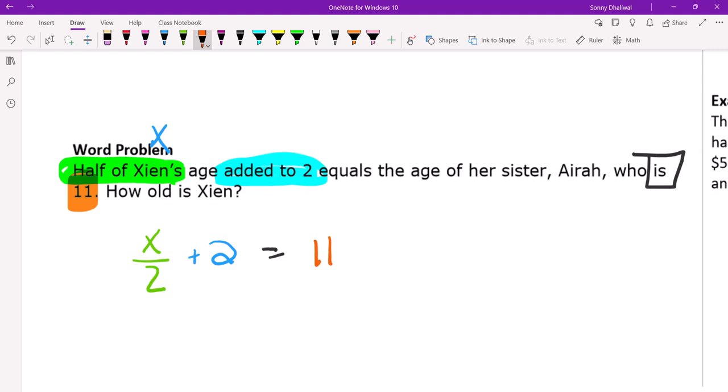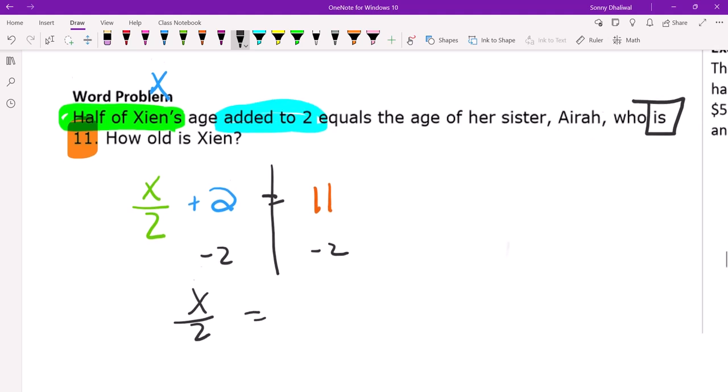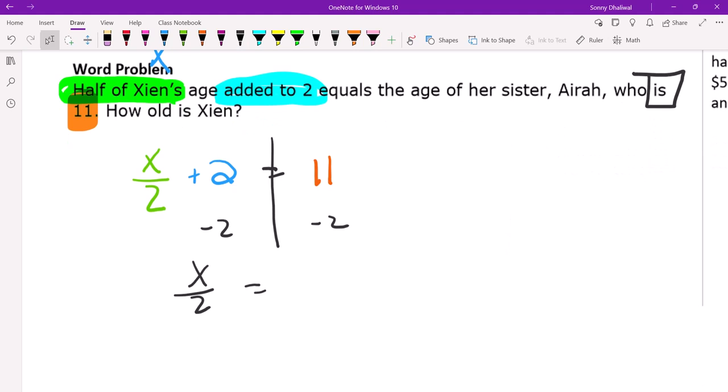So now we need to solve. We split at the equal sign. William, which 2 do we get rid of first, the green 2 or the blue 2? Blue. It's adding, so the opposite of adding is subtracting. So we have X over 2 left over. What do we have on the right-hand side? 9. Does X equal 22? Nope, never mind. Does X equal 18?